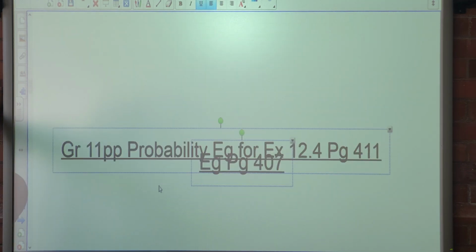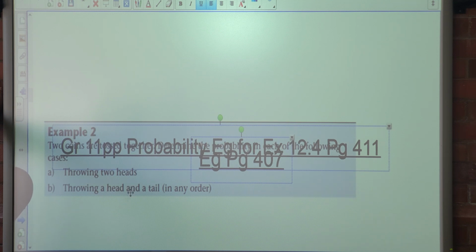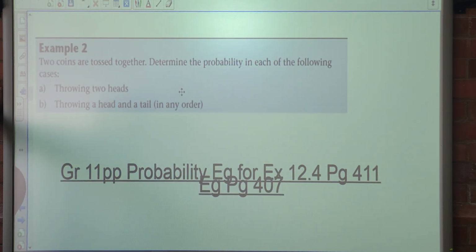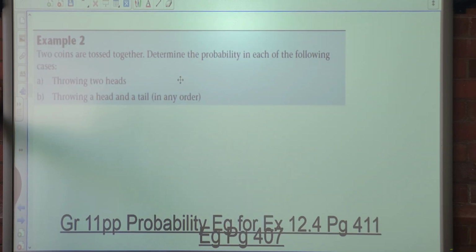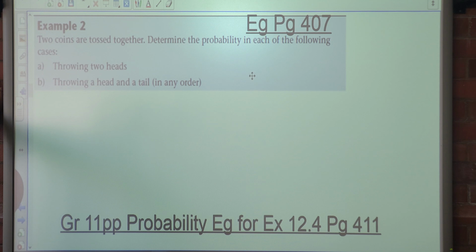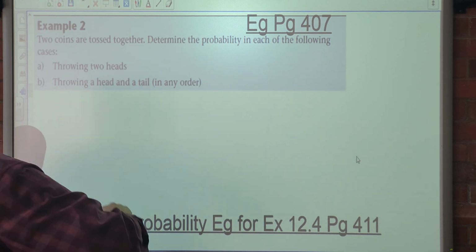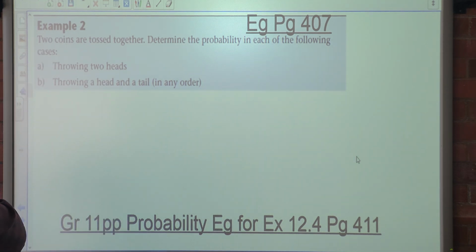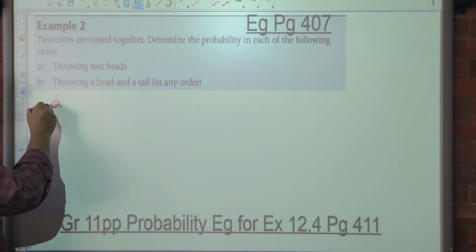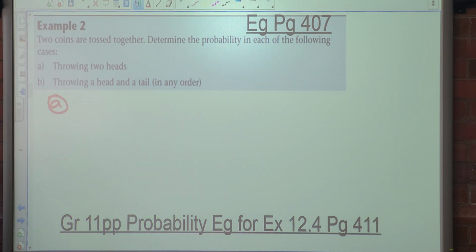Right. Let's carry on. Example 2. Two coins are tossed together. Determine the probability of each of the following cases. A. Throwing two heads. Firstly, you could draw a tree diagram, or a table, or you could have done it without. I like a tree.